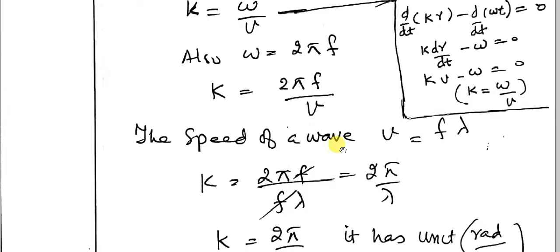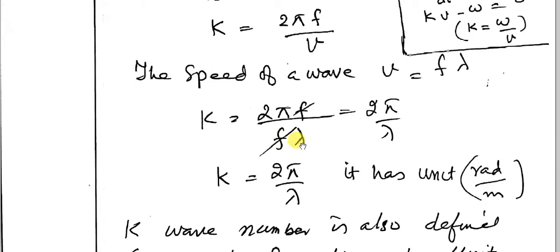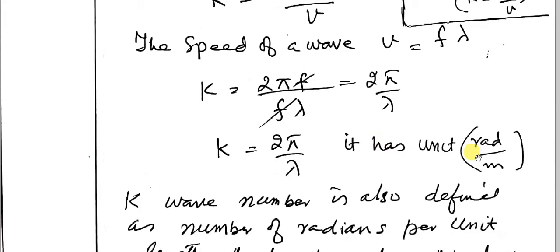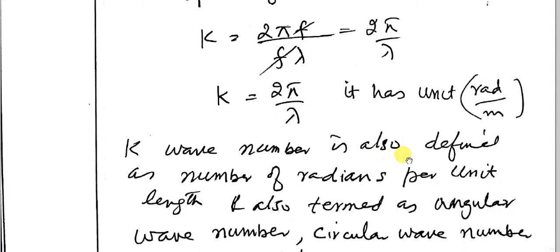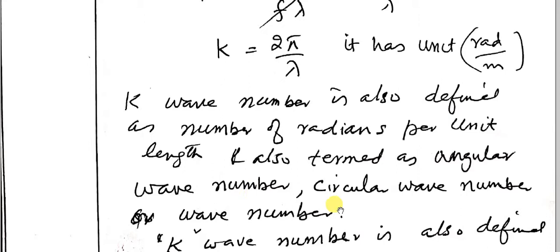The speed of the wave is defined as V is equal to frequency times the wavelength. Putting the value of V, we get K is equal to 2 pi f over f lambda, and the frequency in the numerator and denominator cancels, and we are left with 2 pi over lambda. So K is equal to 2 pi over lambda, and it has the unit radian per meter. The K wave number is also defined as the number of radians per unit length, and also termed the angular wave number, or circular wave number, or simply wave number.